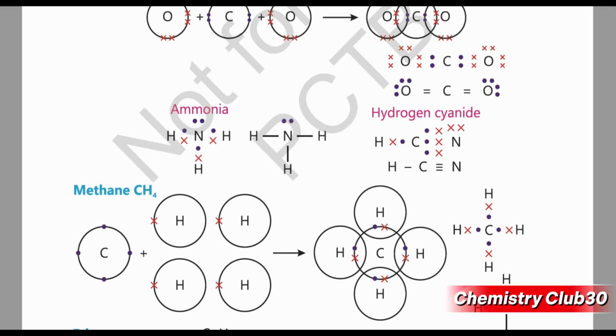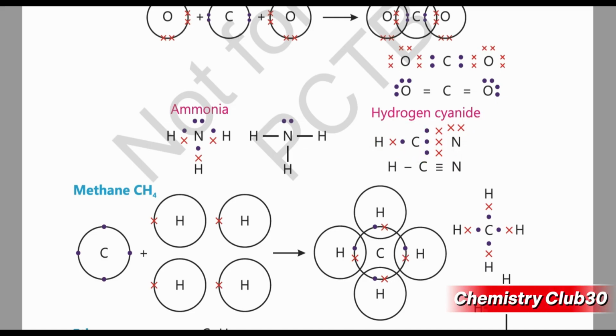Another example is hydrogen cyanide, which is represented by HCN. In this case, carbon has formed a triple covalent bond with the nitrogen and a single covalent bond with the hydrogen, that is on the left side. It has one electron pair in the center of the carbon and hydrogen, and it has three electron pairs in the center of carbon and nitrogen and one lone pair on the nitrogen.